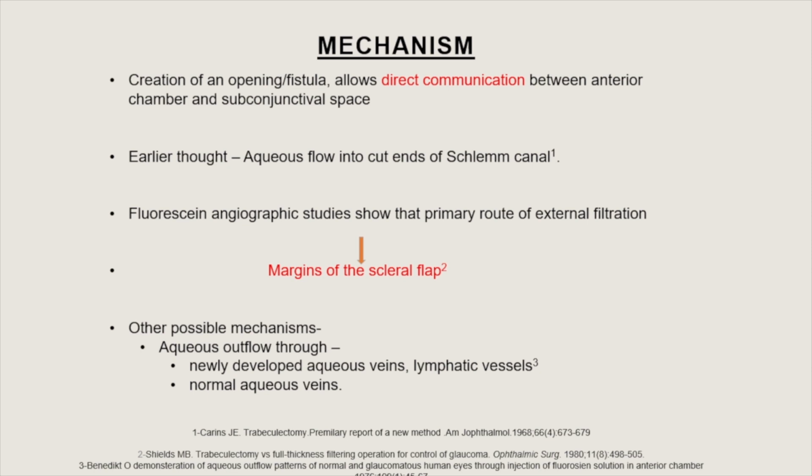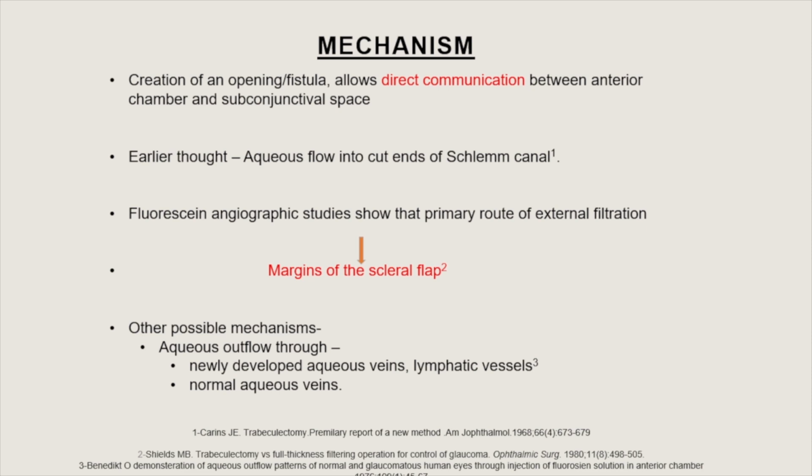Creating an opening or a fistula at the limbus allows a direct communication between the anterior chamber and the subconjunctival space. This fistula bypasses the trabecular meshwork, Schlemm's canal, and collecting channels. Earlier, it was thought that the aqueous flowed into the cut ends of Schlemm's canal, but subsequent studies showed the fibrotic closure of the canal at its cut ends in monkey as well as human eyes.